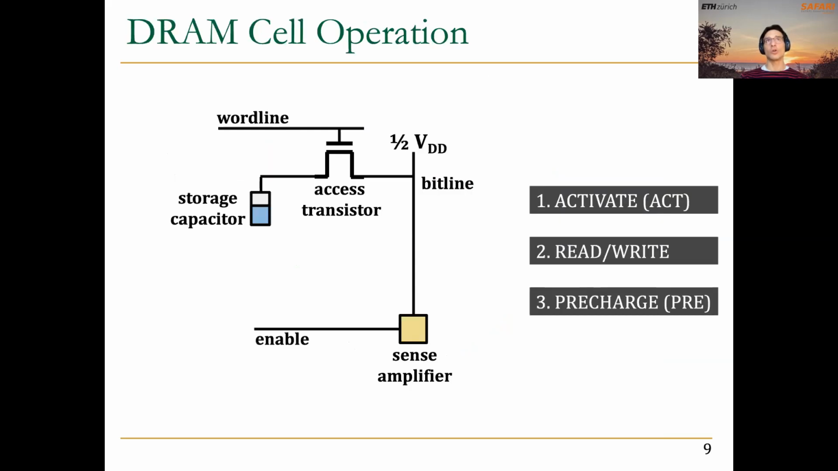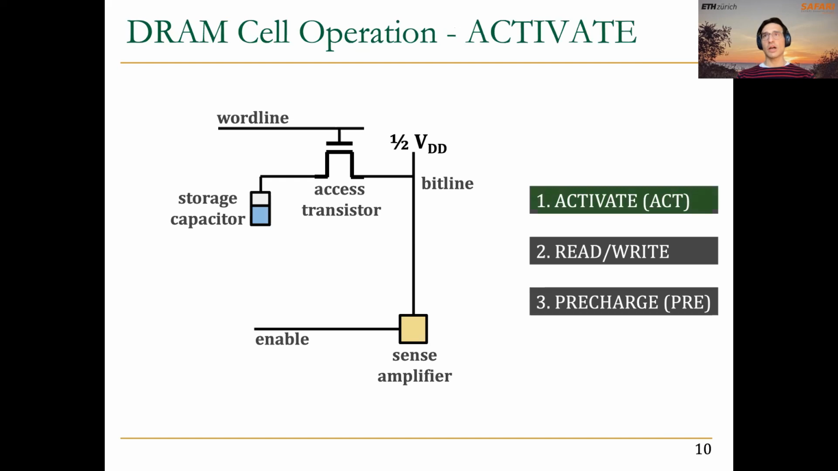Let's take a closer look at the DRAM cell operation. The DRAM cell operation consists of three main steps: activate, the second step is read or write, and the final step is pre-charge. Let's start from the beginning, the activate operation. In this case, the memory controller will issue an activate command onto one DRAM bank, and in particular, one row of the bank, of one subarray in the bank.